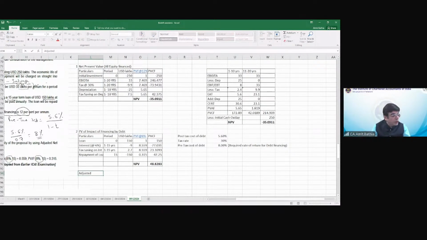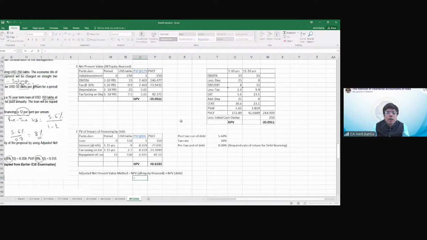What am I asked in the question? I was asked in the question, you are required to advise the management on the viability of the proposal by using adjusted net present value method. So I'm going to calculate adjusted net present value method, and then I'm going to advise. So what is the adjusted net present value method? Right. So NPV from all equity financed, right, plus NPV from debt, right?